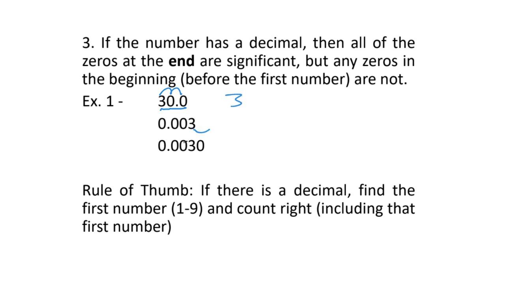Here, our first number is here. There's nothing to the right, so it's just 1. Here, our first number is the 3, so we're going to count to the right, and there's just 2. It does make it a whole lot easier when you do it that way.